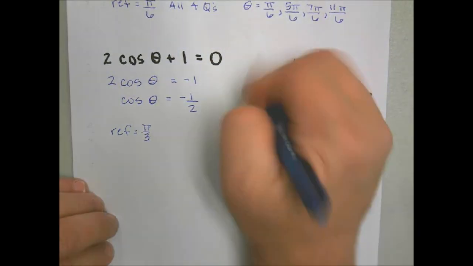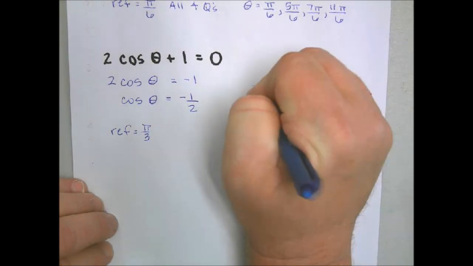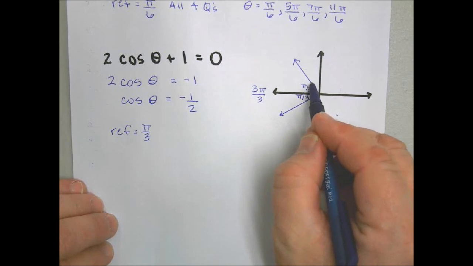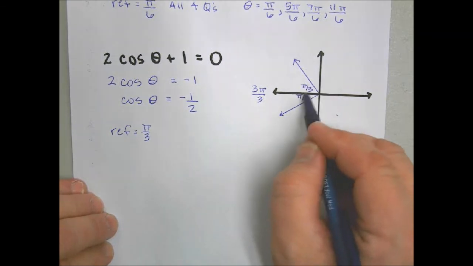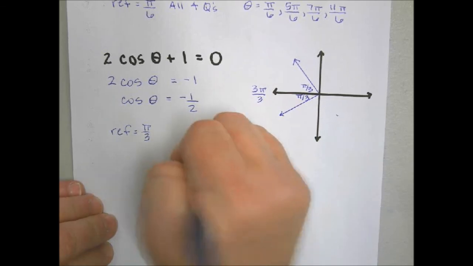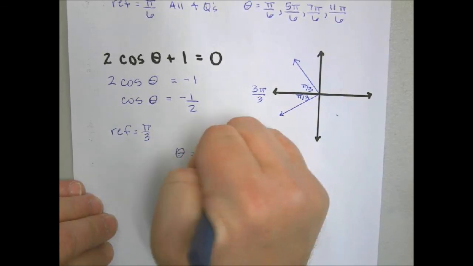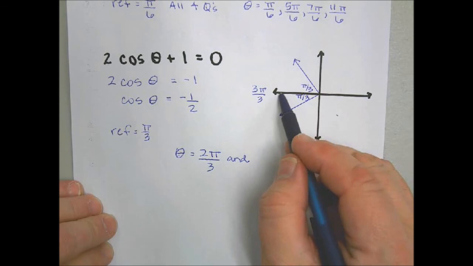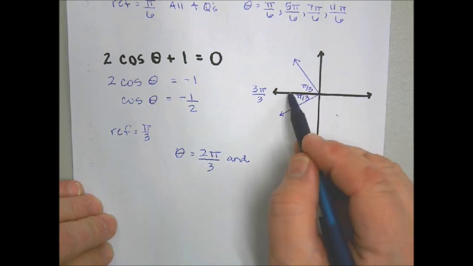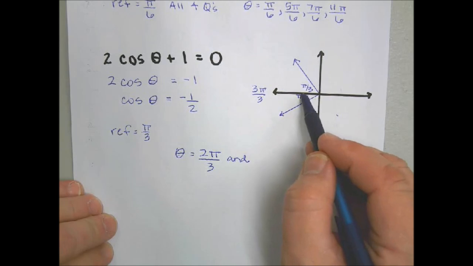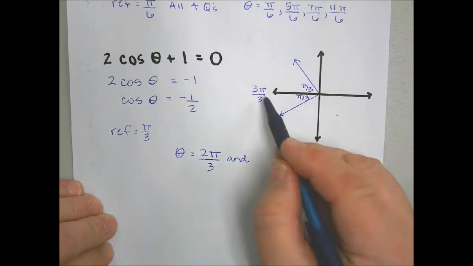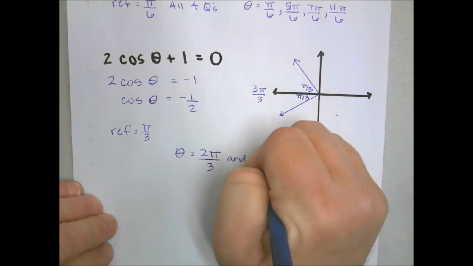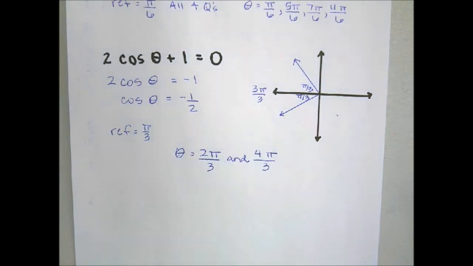So, if this is 3 pi over 3 right here, then this would be 2 pi over 3, because I went 3 pi over 3 minus pi over 3, so theta would equal 2 pi over 3. Now the other one would be, I made it to 180, which is 3 pi over 3, and then I went pi over 3 more, so 3 pi over 3 plus pi over 3 is 4 pi over 3. And that would be the 2 answers to that problem.